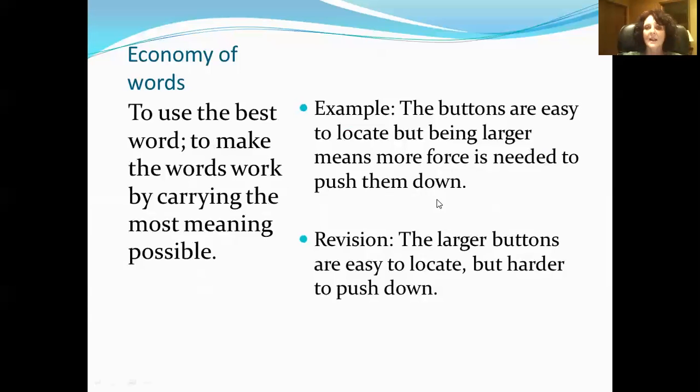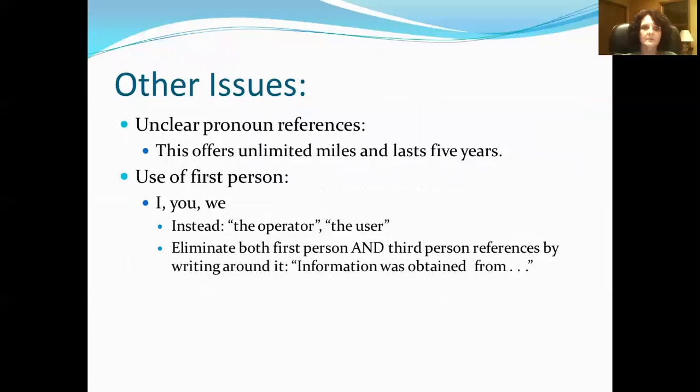Okay, so then revised, we move the word larger in front of buttons. So then we do away with an explanation of what larger means. And all in all, it just makes the sentence flow so much more smoothly. The larger buttons are easy to locate, but harder to push down. You get the idea across so simply by just paying attention to what you really want to say instead of adding in a bunch of unnecessary words.